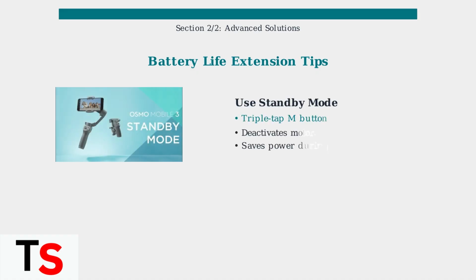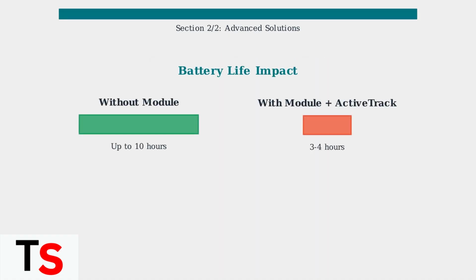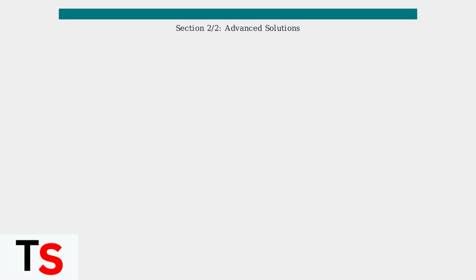Fifth, use standby mode when not actively shooting. Triple tap the M button to deactivate the motors and save significant battery power during breaks. It's important to understand that the multifunctional module significantly impacts battery life. While DJI advertises up to 10 hours of battery life, using the module with active track can reduce this to just 3 to 4 hours.